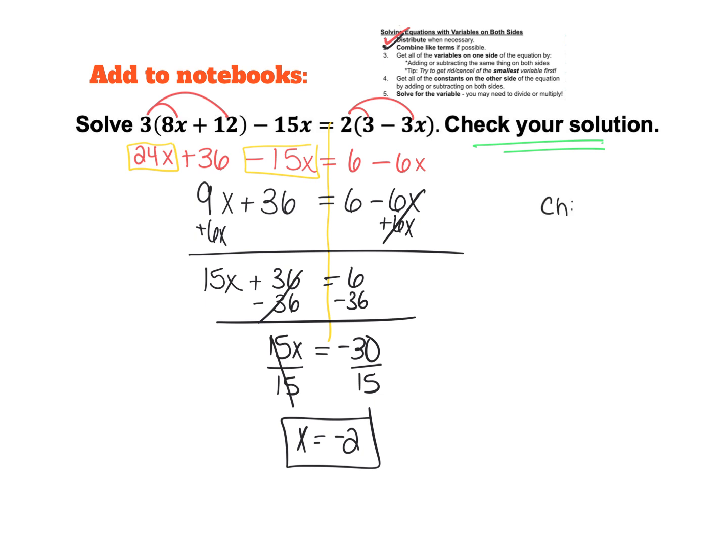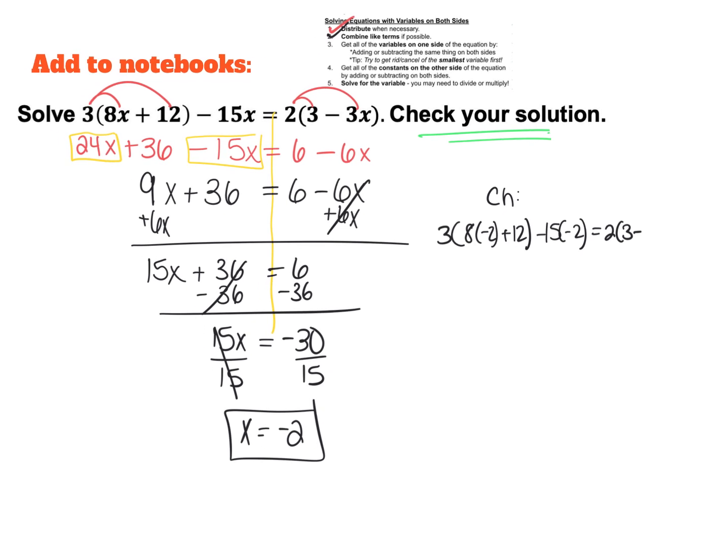All right, so we're going to take our answer of negative 2 and plug that back in place of x. So I'm going to go 3 times (8 times negative 2 plus 12) minus 15 times negative 2 equals 2 times (3 minus, I'm going to run out of room here, 3 times negative 2). All right, there's a lot going on there, but let's just kind of break it down. Let's simplify the left, simplify the right, see if they equal each other.